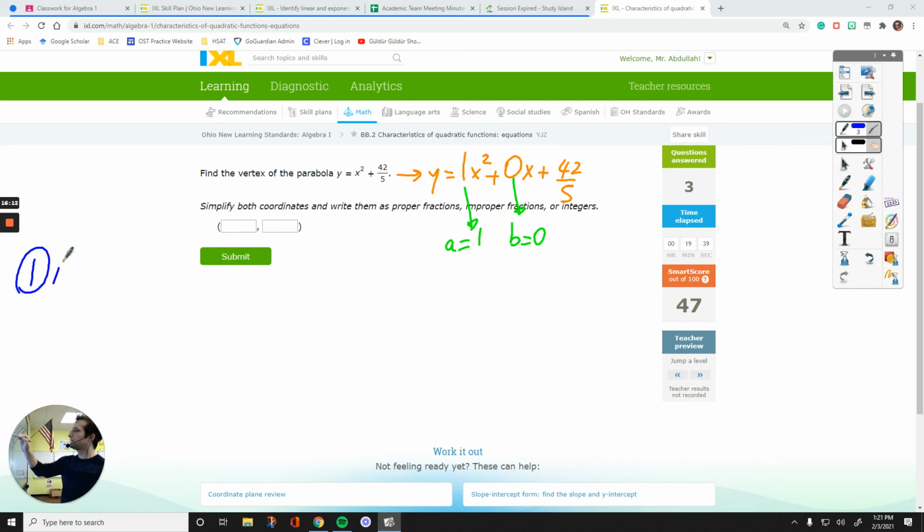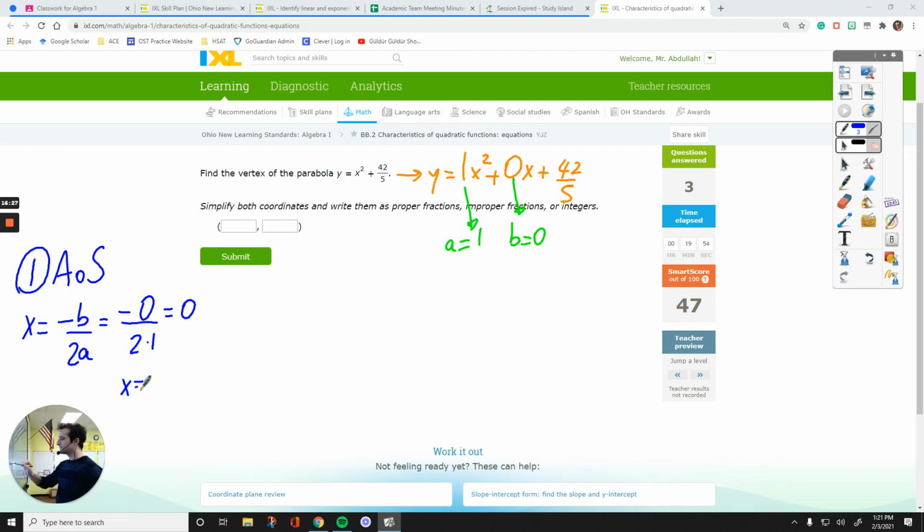So my step 1 is axis of symmetry, which is x equals -b over 2a. Let's plug in -b. That's -0 over 2 times 1. The answer is 0. Basically, x equals 0. This vertical line is going to cut the whole graph into equal pieces. It's going to be my vertical line. That's basically the y-axis though. So step 2.